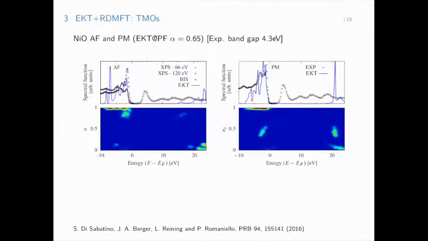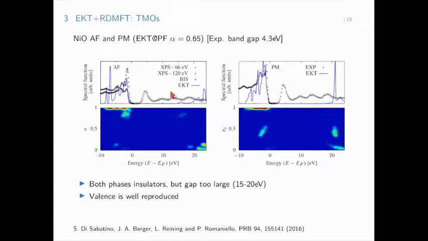So this is the typical situation where other standard ab initio methods like GW fail. Instead, we obtain a good, qualitatively good description of the paramagnetic phase. However, this band gap is overestimated in both cases. So we obtain a value between 15 and 20 electron volts, which has to be compared with the experimental value of 4.3 electron volts.